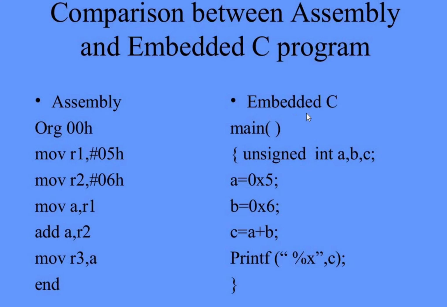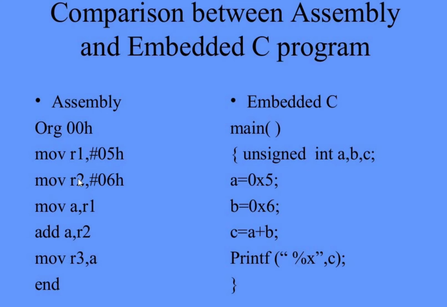Whereas in embedded C, we use main with two brackets. That means the program starts over here, and we write our statements below the main. Here I have taken an addition of two numbers program. MOV R1, #05H and MOV R2, #06H. What is the meaning here? It moves the immediate value 05H into register R1, and again moves the value 06H into register R2.